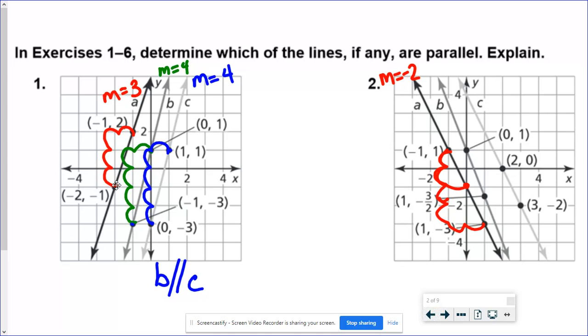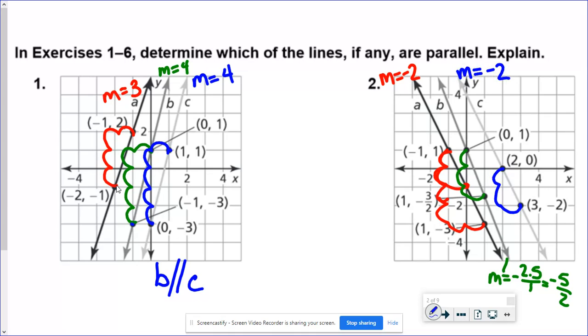For line B, this is kind of weird. We don't usually see this. This is going down 2.5 and over 1. So for line B, that slope would be down 2.5 over 1, or we don't really like to have decimals in there. I could just double both numbers and get 5 over 2. That's a negative slope. Clearly, those two are not the same. When I look at line C, this is going to go down 1, 2, and over 1.